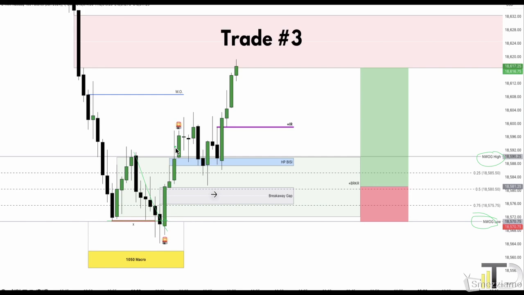Then there was a reversal, and when there was a reversal, there was this BISI that was formed, right? And then finally the price went higher. There was a change of state of delivery with this close of candle, and then there was the buy side in this area.